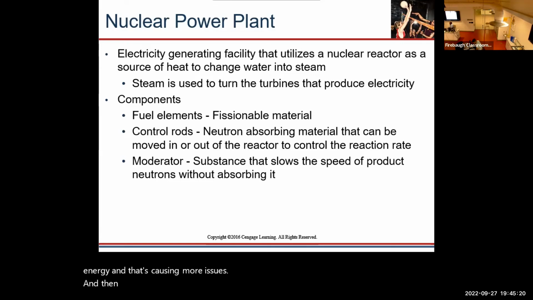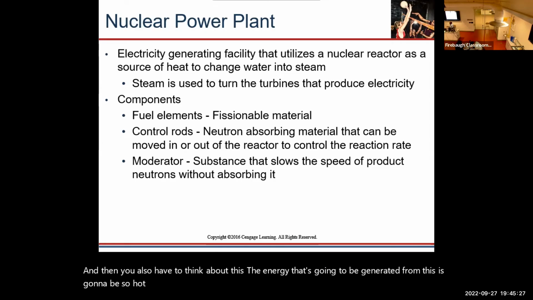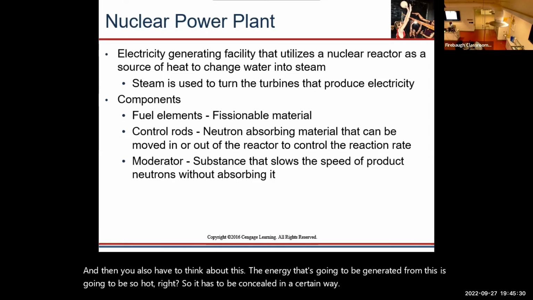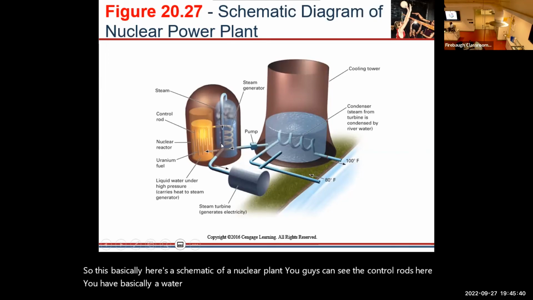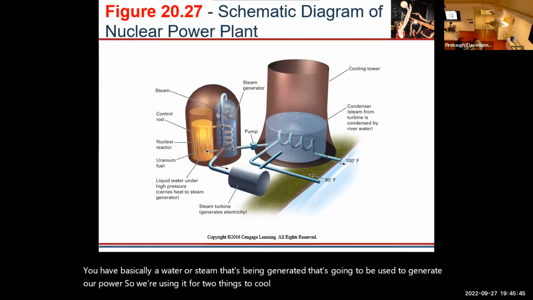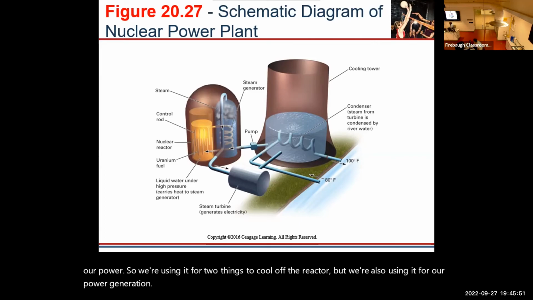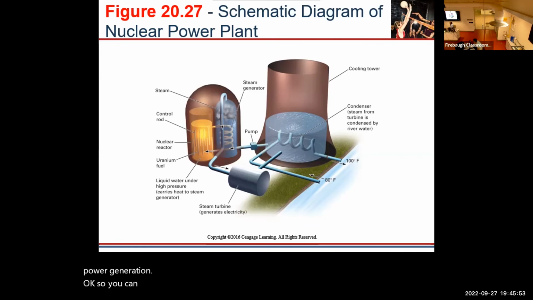You also have to think about the energy that's going to be generated from this. It's going to be so hot, so it has to be contained in a certain way. This basically is a schematic of the plant. You can see the control rods here. You have water, which is also used for power. So you can imagine, what are some of the issues that you associate with that?